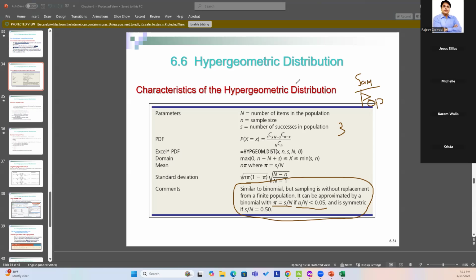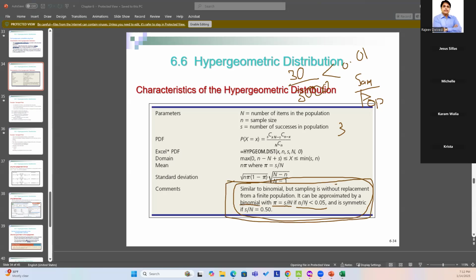So let's say I'm taking 30 samples out of 3000. What is that? This is 0.01, about 1%. Then I can treat this as a binomial distribution. If I'm taking 30 samples out of 3000, I can consider this as a binomial distribution. So please remember this condition.